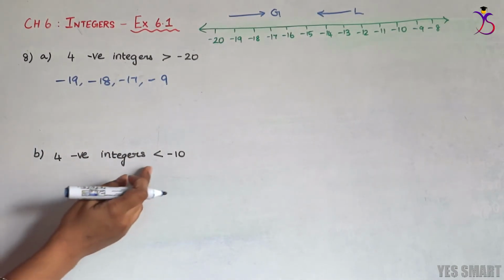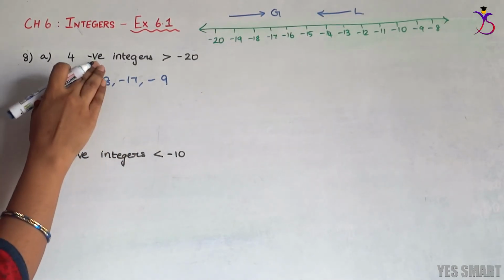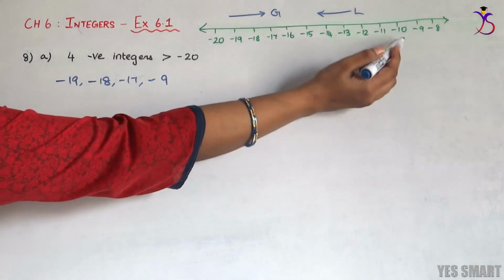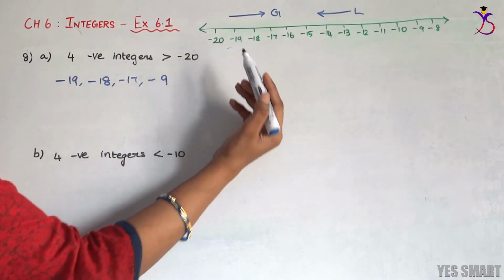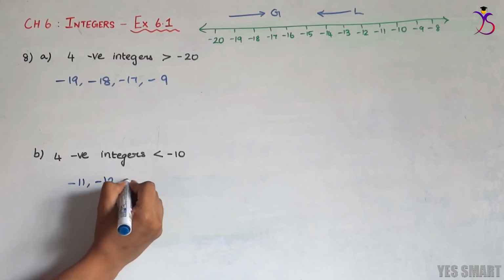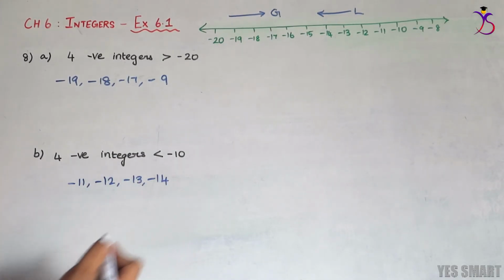Moving on to B sum. 4 negative integers that are less than minus 10. So minus 10 is here. In this direction I can write any 4 negative integers, because in this direction all the numbers are lesser than minus 10. So I am just writing minus 11, minus 12, minus 13, minus 14. It is not mandatory that we should write only these 4 integers or in this order. Nothing like that. We can write any numbers. We can write minus 19, minus 20, even minus 32, because all the numbers in this direction are less than minus 10.